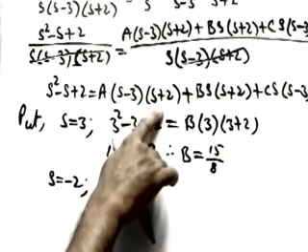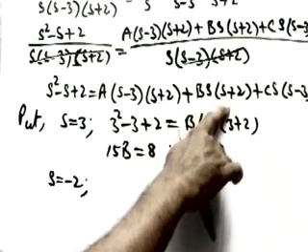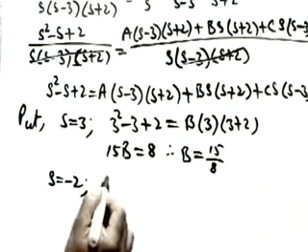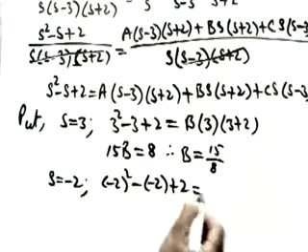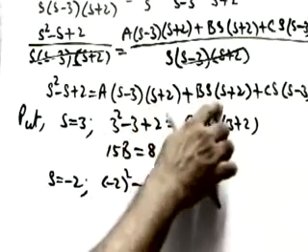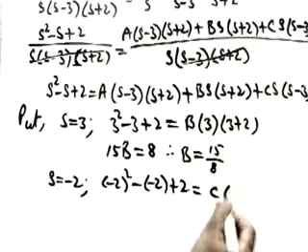Now let me make s equals to minus 2. Minus 2 plus 2 becomes 0. We'll get the value of c. So in place of s, minus 2 square minus of minus 2 plus 2. Minus 2 plus 2 is 0.